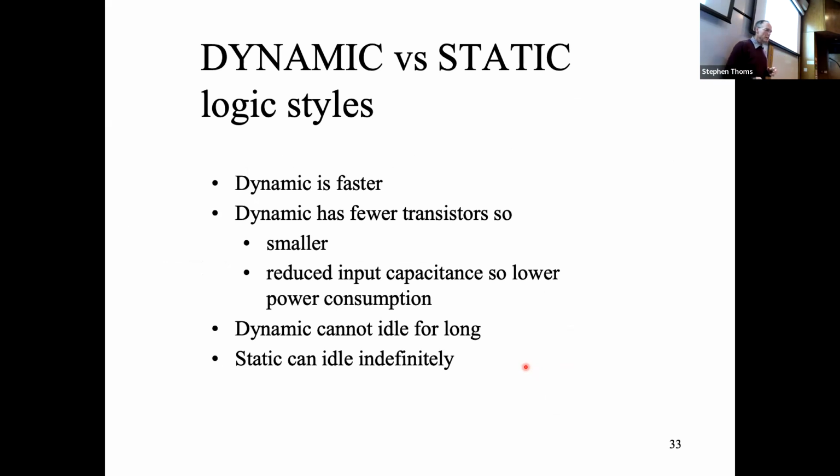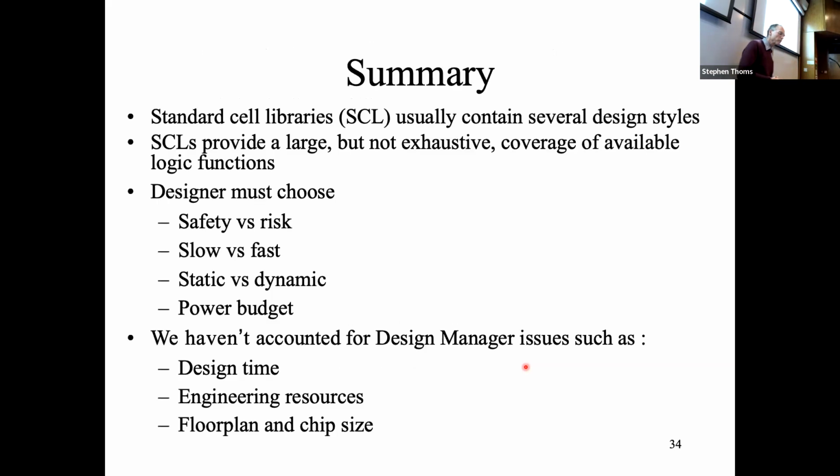So dynamic and static, we've seen this already. So we know that dynamic is faster, tends to have fewer transistors, you need to add keepers and so on to make things static. It's got reduced input capacitance because it's got fewer transistors. So again, it makes it faster and helps power consumption, but you can't idle it. It doesn't maintain its value. Static can idle indefinitely. So they're different and useful in different situations.